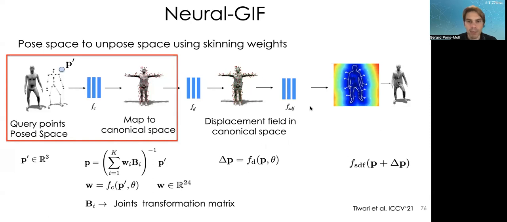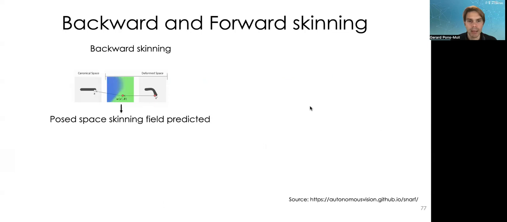There are still problems, and you will see. I will explain now what the main problem is. The main problem is that you need to predict the skinning weights for every point in space, and that's a hard learning problem. This is illustrated here as backward skinning, because for every point in space, in pose space, you need to know what the skinning weights are.